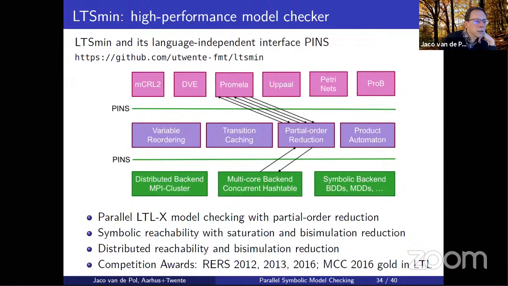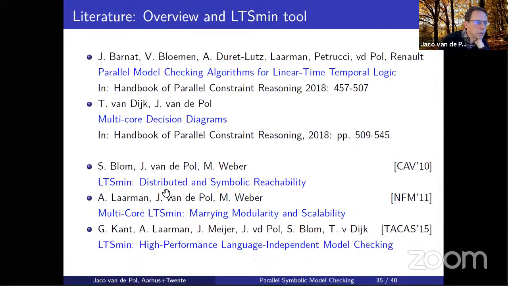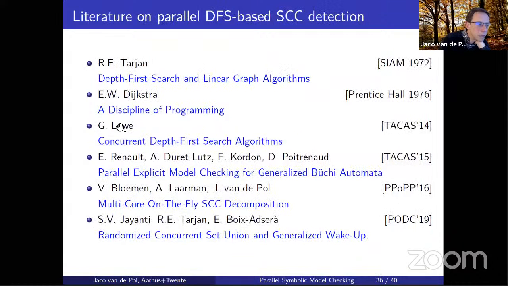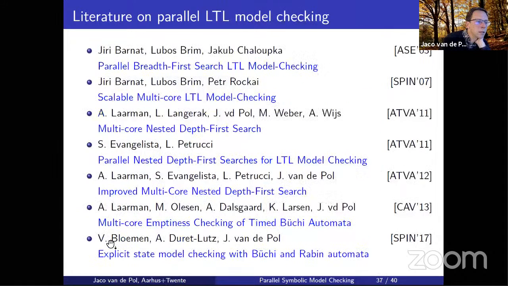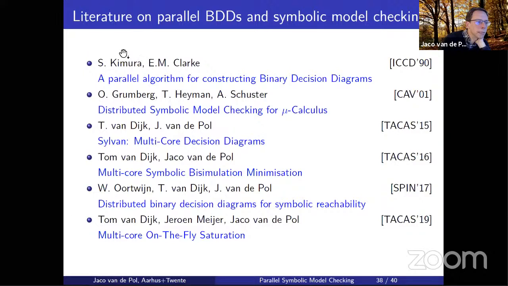For the record, I have here a list of papers which you can consider if you want to study this. We have some handbook chapters on this, and some tool papers on LTSmin. Here are a lot of papers about parallel SCC algorithms, if you are interested. Here are some papers on parallel or distributed LTL model checking, including the ones I mentioned. And here is some literature on parallel BDD algorithms. So it really started in the 90s, but there has been a lot of activity here recently.